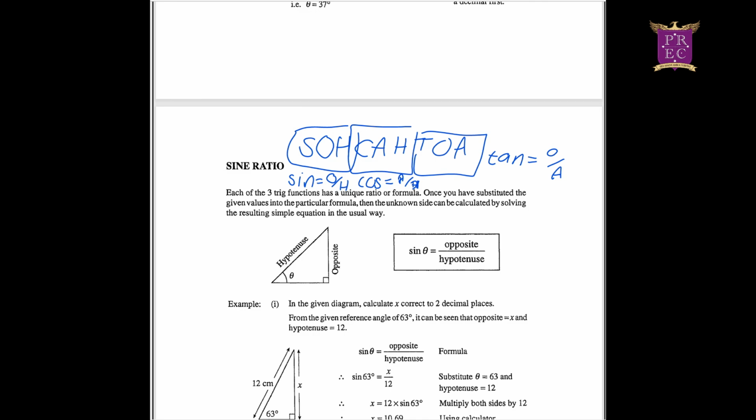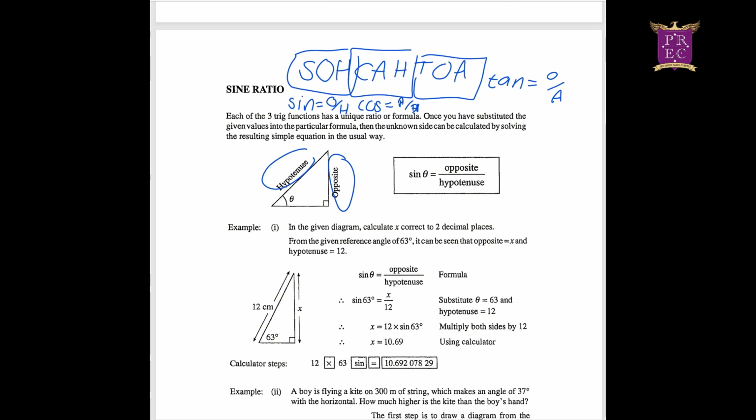So, as we said over here, sine is opposite over hypotenuse, and whenever we've been given the reference angle, if we're supposed to find theta, we need to use sine theta is equal to opposite over hypotenuse if we've been given the values for the hypotenuse and the opposite side lengths. Okay, let's have a look at the example over here.